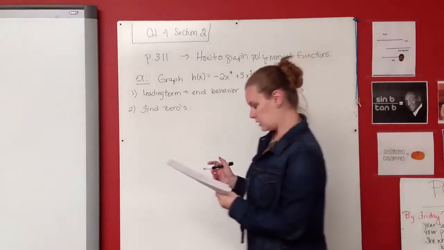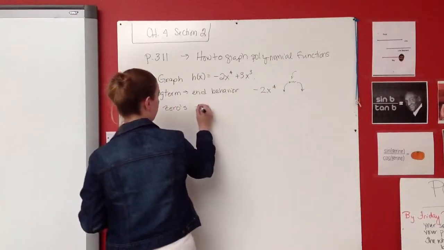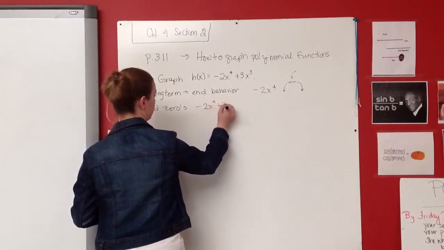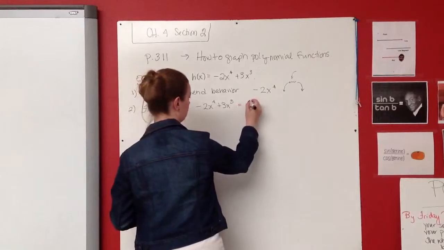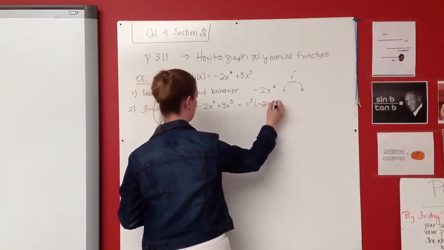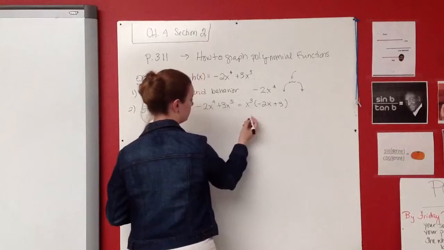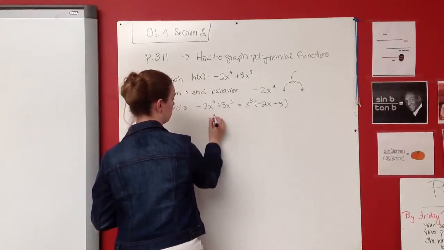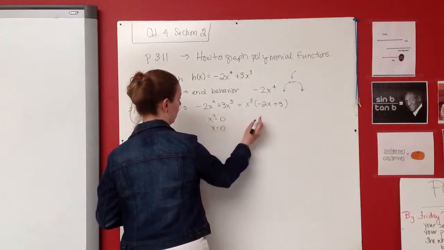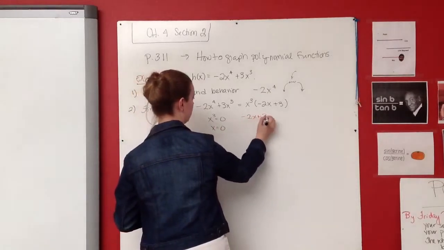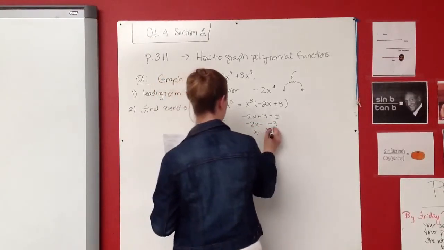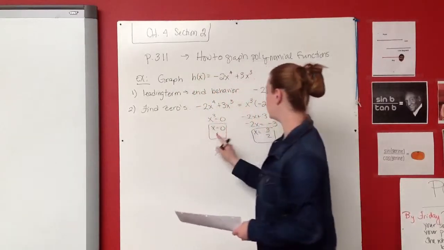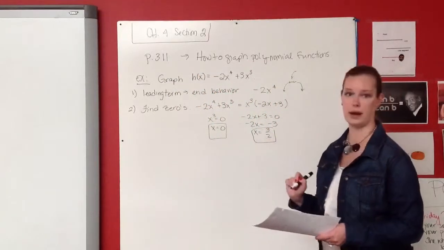So, the idea here is that we factor this. So if we have negative 2x to the fourth plus 3x cubed, we can pull out an x cubed, and we're left with negative 2x plus 3. And of course, you can use your zero product property. So either x cubed equals 0, which means x equals 0, or negative 2x plus 3 equals 0. Negative 2x equals negative 3. X equals positive 3 halves. So your zeros, or where your graph is going to cross the x-axis, are at 0 and 3 halves.